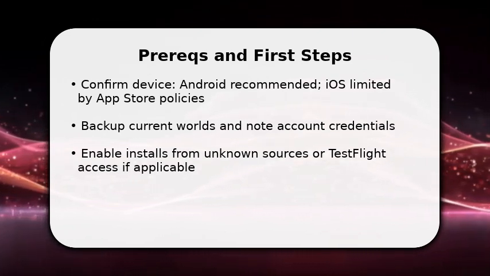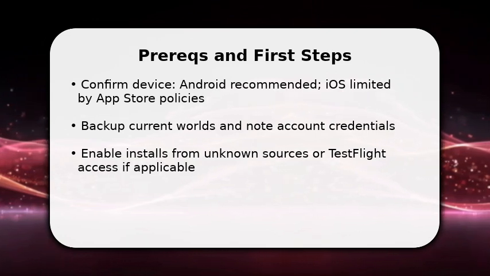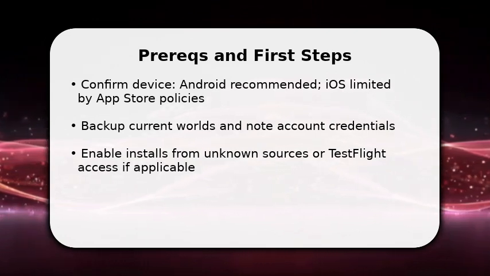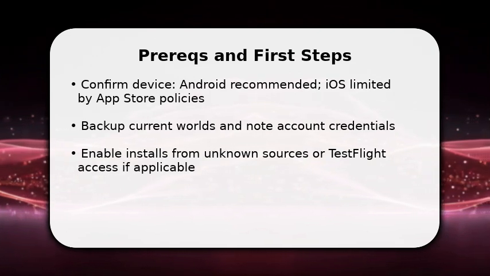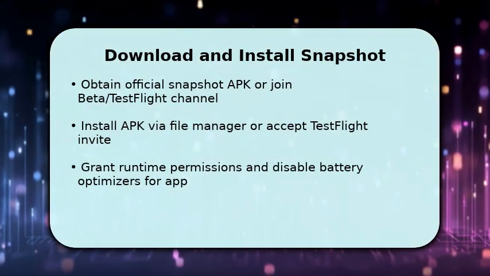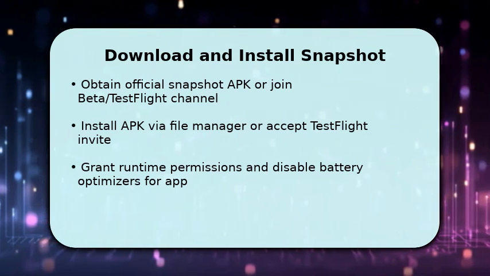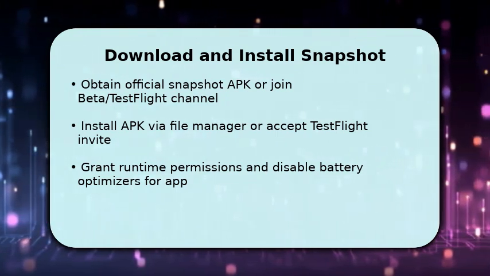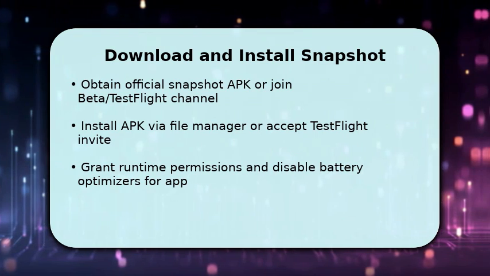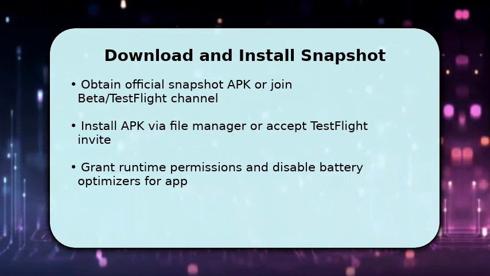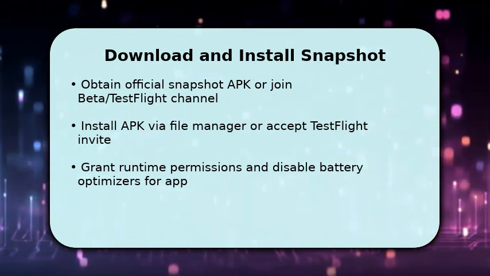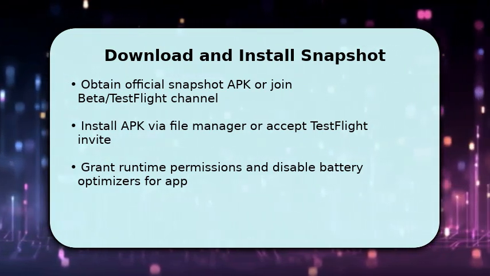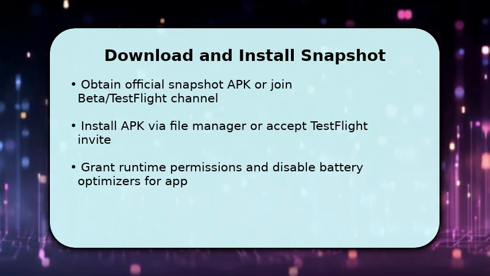You're preparing the phone to accept a pre-release build and avoiding lost worlds, which is why backup and permissions matter now. Next, obtain the snapshot build. Join the official beta or download the APK from a trusted source noted by the developer. Once you have the file, open it with your file manager and tap Install. On iOS, accept the TestFlight invite and install the build.